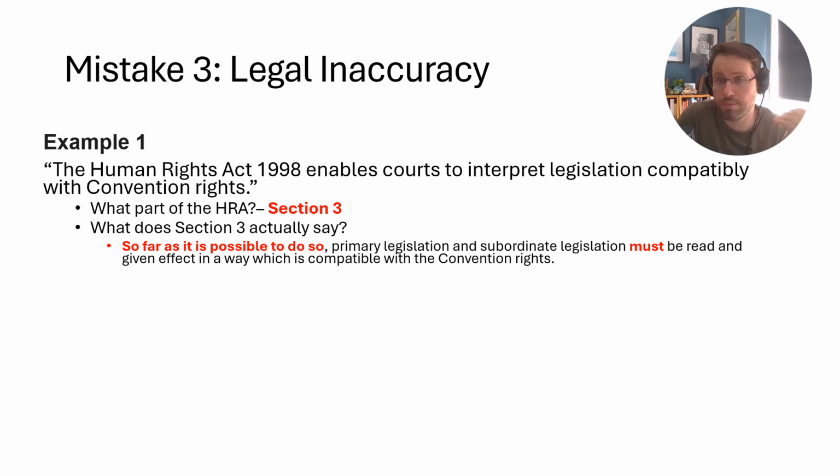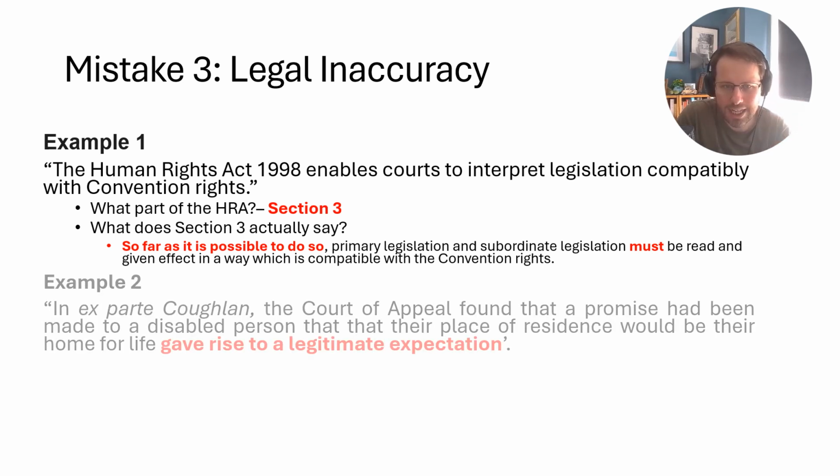We're looking for specific legislative provisions. We're lawyers, we're supposed to be accurate. So we're looking for Section 3 of the Human Rights Act. And what does it actually say? Enables the court to interpret legislation compatibly. That's kind of vague phrasing. The actual phrasing is that so far as it is possible to do so, legislation must be read compatibly. So it's not that it enables courts, it requires courts. Courts must interpret legislation compatibly, but only so far as it is possible to do so. So this initial quote is quite vague in terms of what the relevant law actually is.